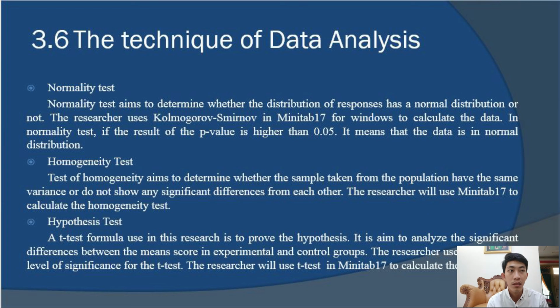The last test is the hypothesis test. A t-test formula used in this research is to prove the hypothesis. It is aimed to analyze the significant differences between the mean scores in the experimental and control groups. The researcher used 0.05 as the level of significance for the t-test. The researcher will use the t-test in Minitab 17 to calculate the data.